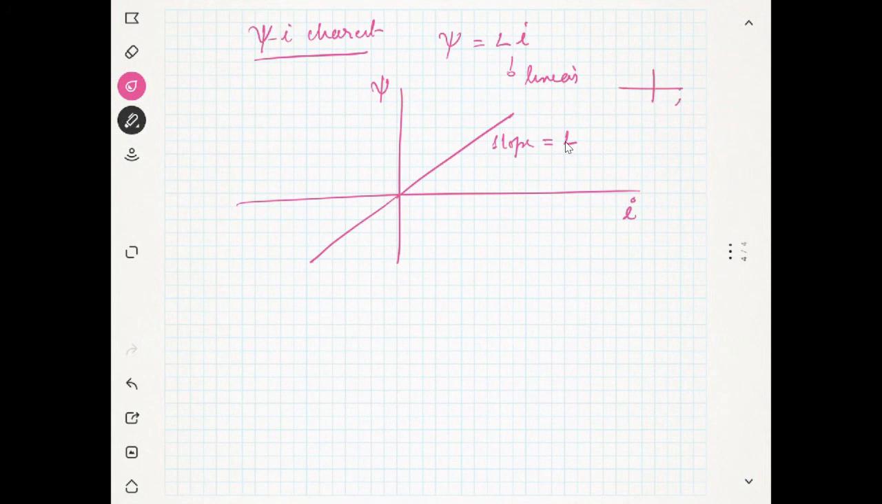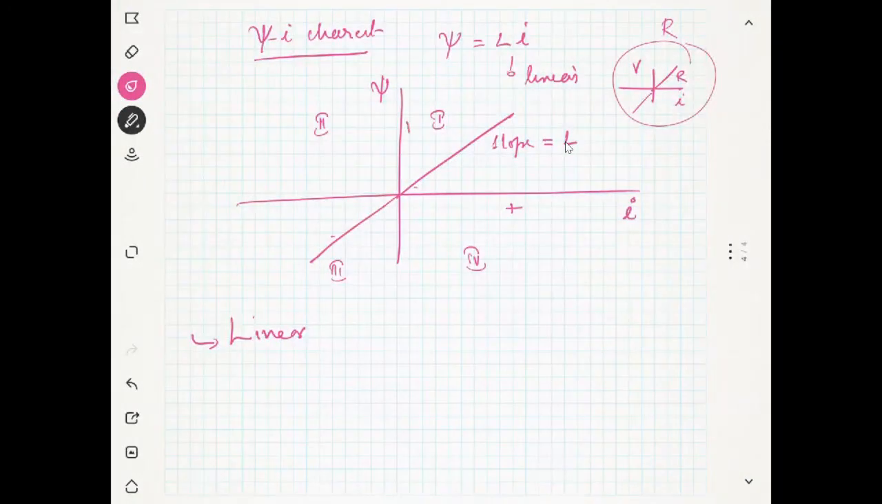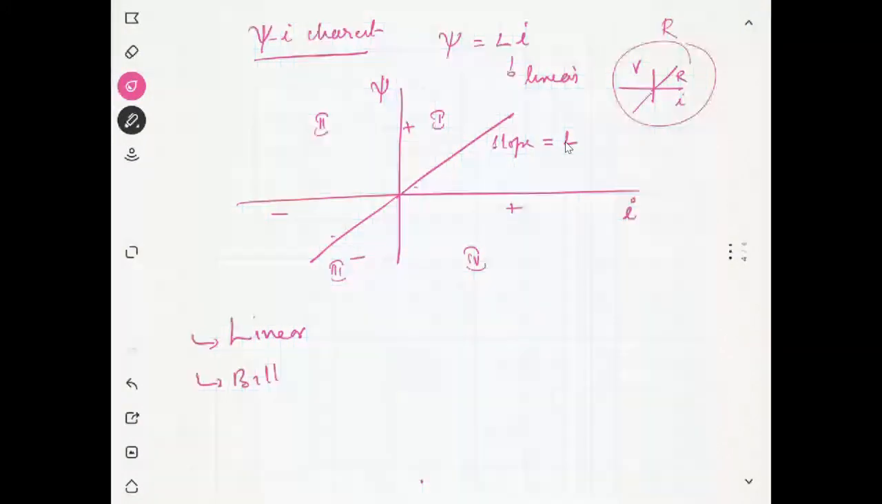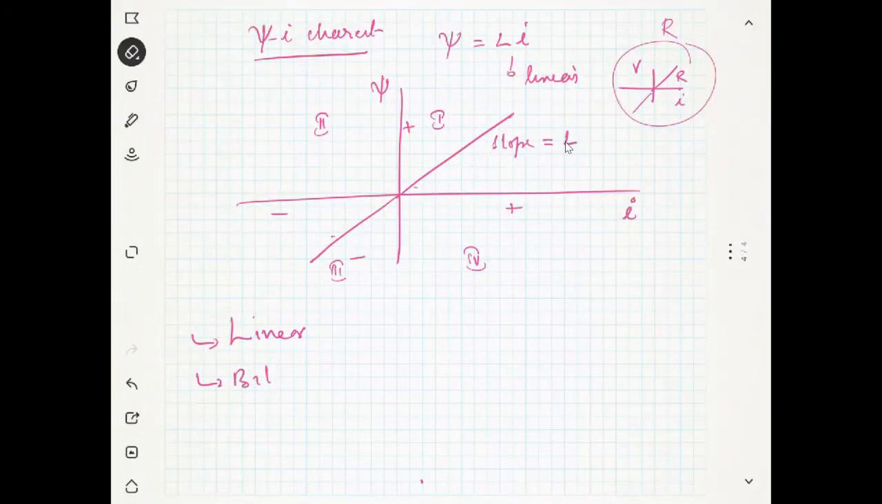For the resistance, you know, this is I, this is V, and the slope is R. But for the inductor, it is like this. This is the first quadrant, second quadrant, third quadrant, and fourth quadrant. So this is a straight line. It is linear, and it has characteristics on both sides. That means if this is positive, this is also positive. When I is negative, the flux is also negative. That means it is bilateral. I told you this terminology. This is very, very important. This is bilateral.